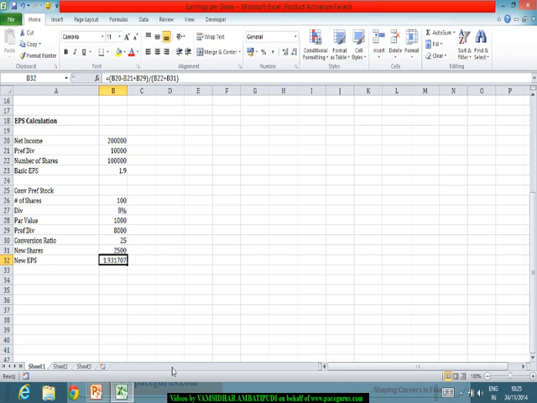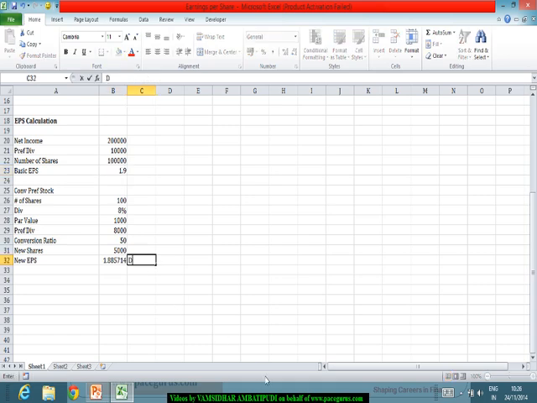The new EPS actually increased, which means this is what I call an anti-dilutive security. But on the other side, let's say the conversion ratio is 50, which means one preference share is getting converted into 50 common shares. In that case, the new shares created are 5000, and the new EPS is 1.88, which is lesser than the basic.